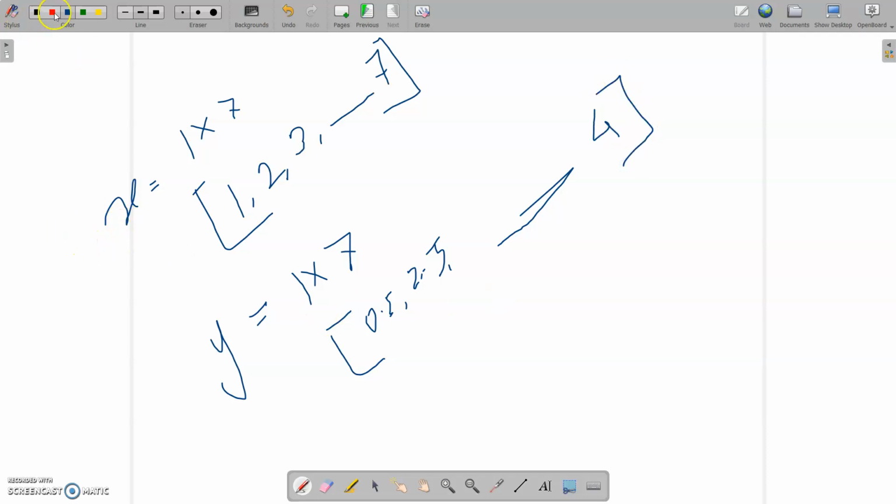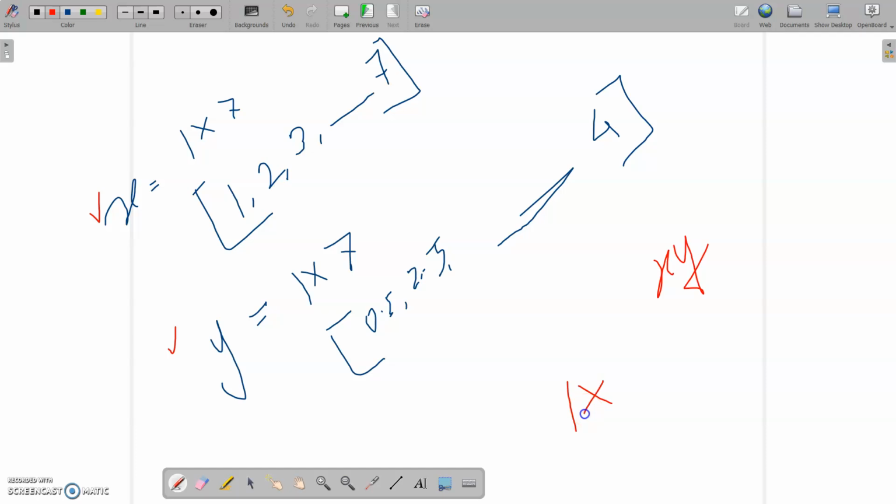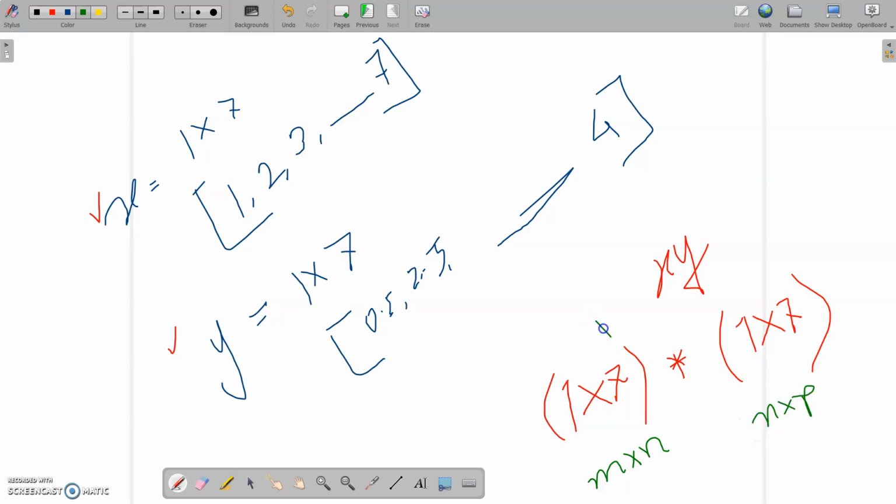So I have a value x, I have a value y, and I have to calculate the multiplication between x and y. Now from your knowledge of matrix multiplication, if I try to multiply a 1 by 7 matrix with a 1 by 7 matrix, can I do it? If you try to multiply, this is not going to work. Why? If the first is m by n, the second has to be n by p. The inner dimensions have to be the same. Then the size of the output matrix will be m by p.